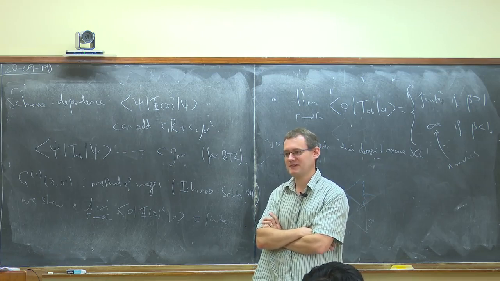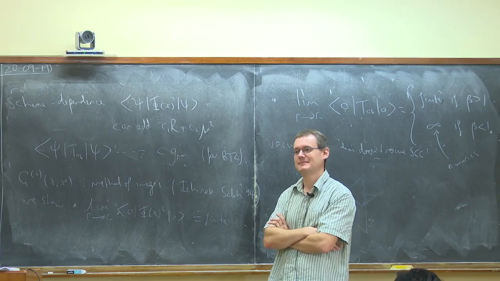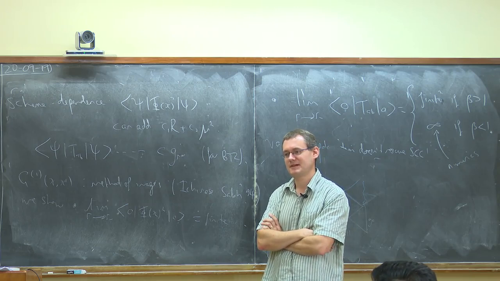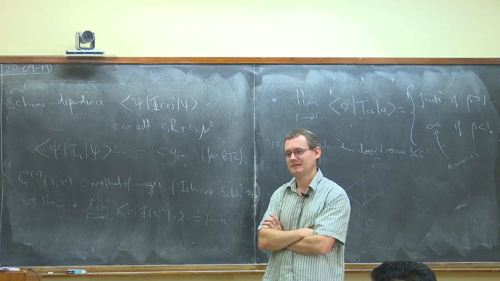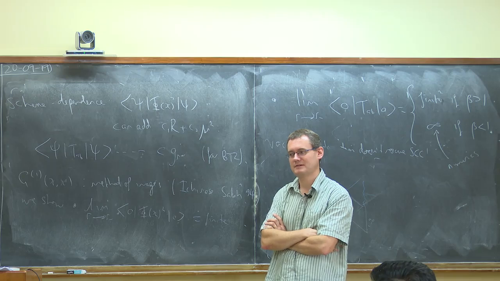How hard would it be to calculate a 4-point function in BTZ? Not very hard, because it's just the method of images, right? Not very hard at all. Well, that's an obvious thing to try then.